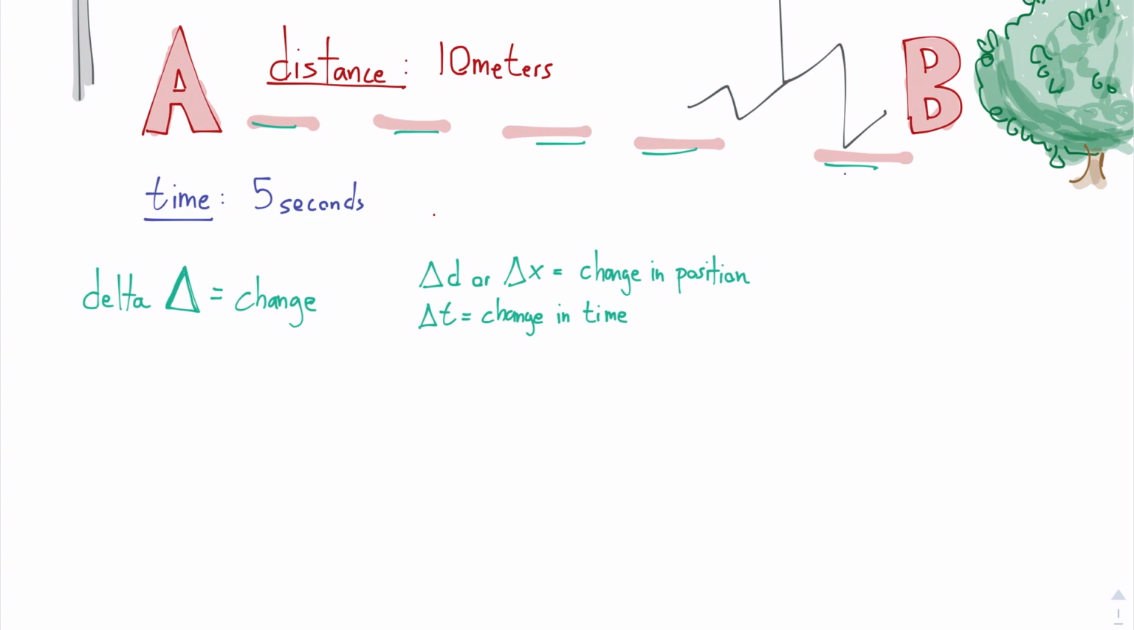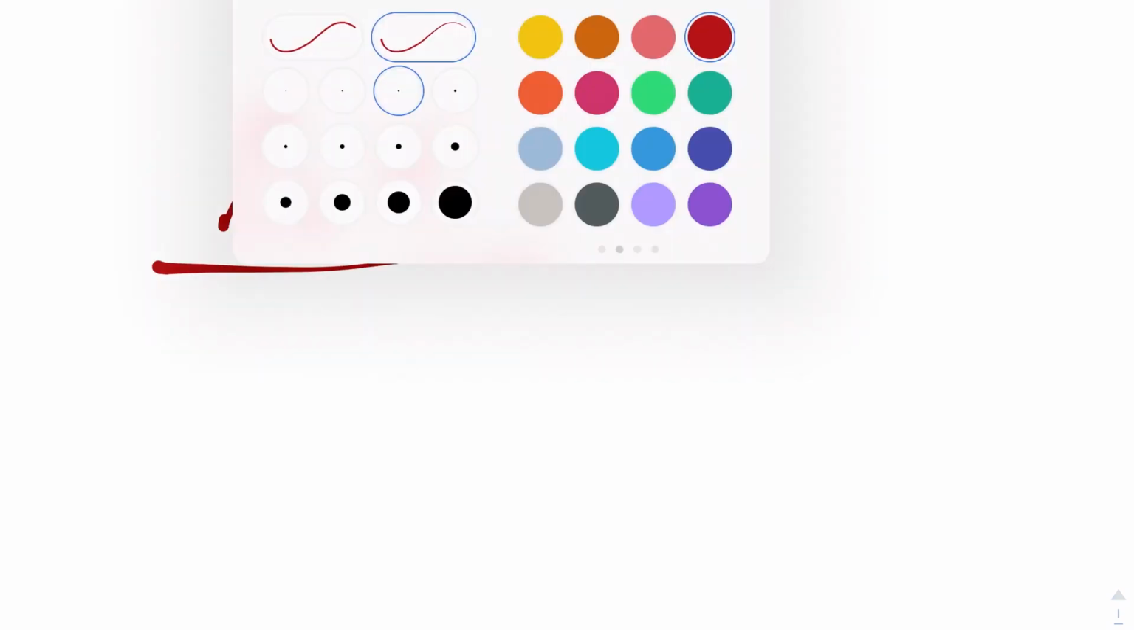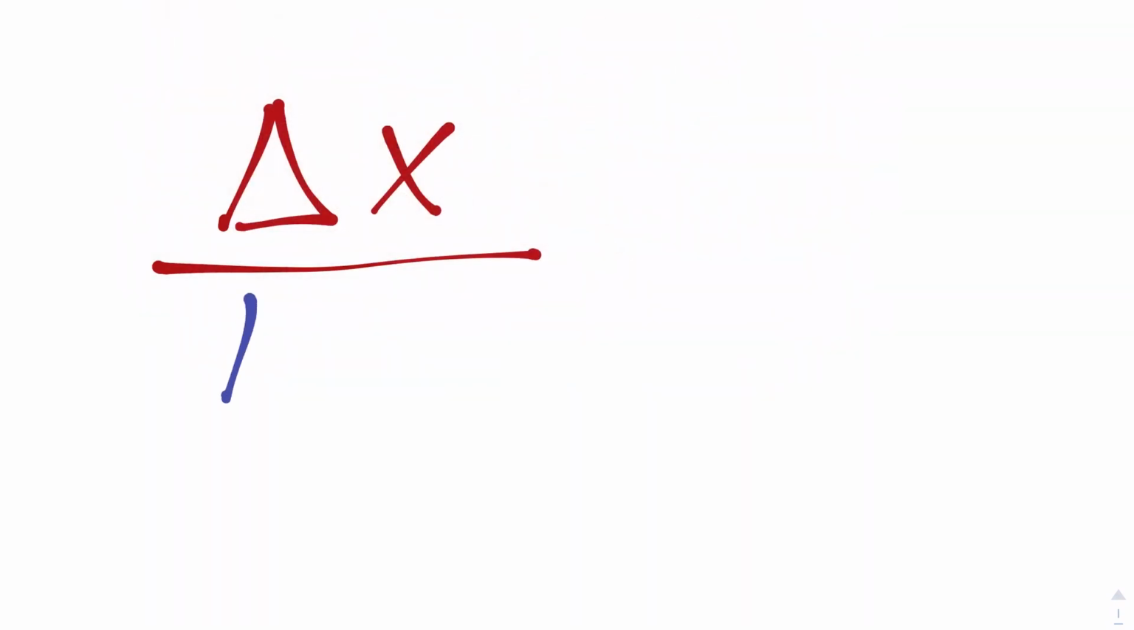Now the equation here is the distance I traveled and the time in which I traveled it. And this is actually written in a particular way. It's written as distance over time, or change in position over time. It's a division problem. So it looks like this. Delta, meaning change in my position, divided by delta, meaning change in my time.